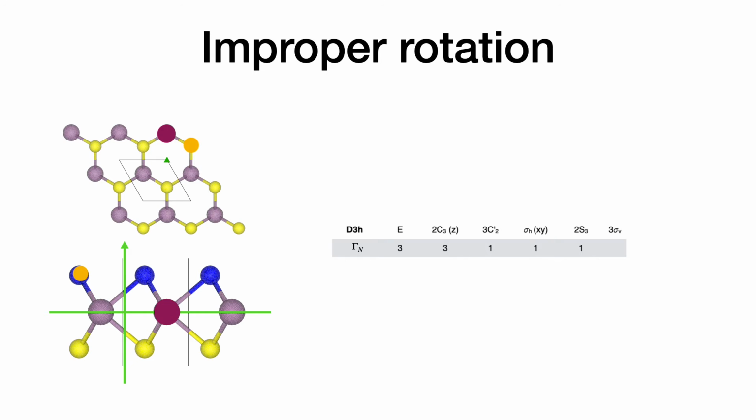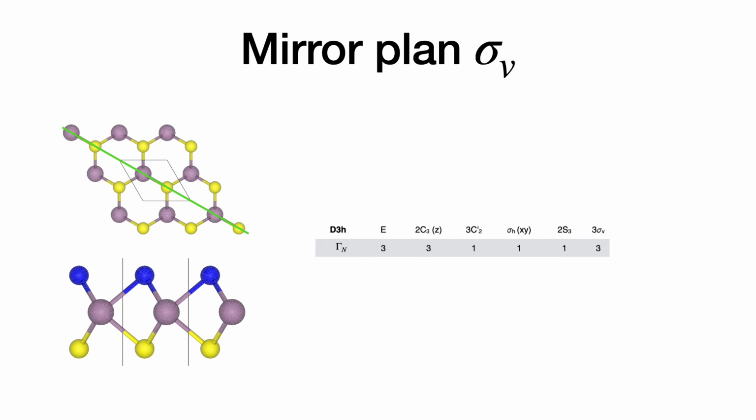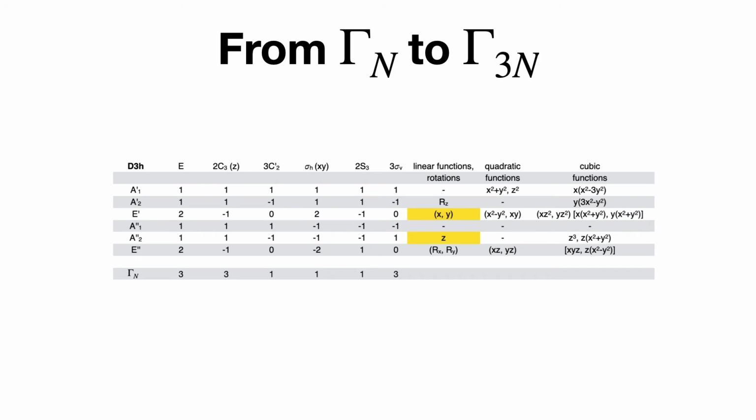Now the sigma V, which is another plane, goes through those atoms, and is actually a plane such that all 3 atoms do not move. So if we take these atoms, for example, clearly there's no effect. So we have a 3.